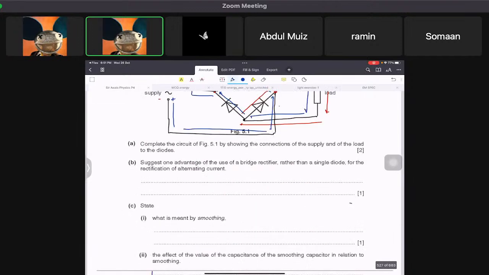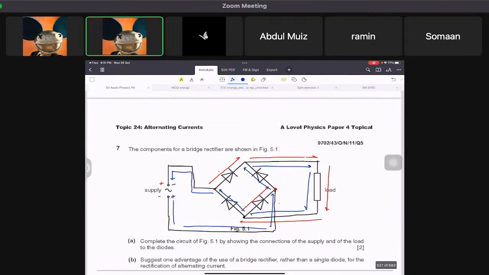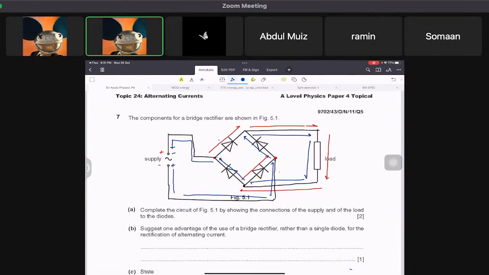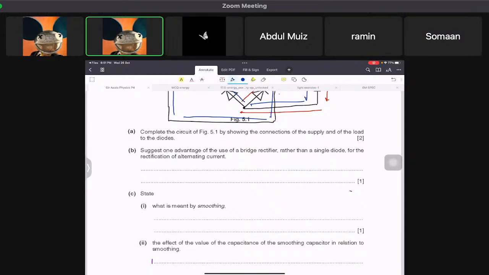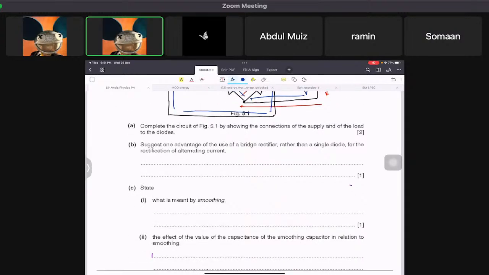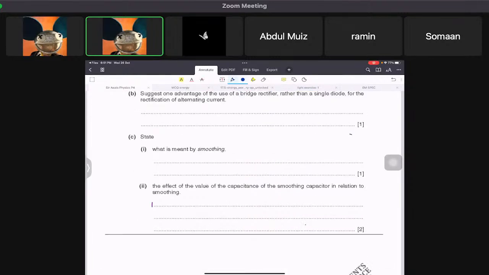Anytime you see a bridge rectifier, they will give you this. So they say, okay, complete. Just one advantage of using a bridge rectifier over a single diode: it basically does not lose half of the energy. What is meant by smoothing? And then the effect of the value of capacitance on smoothing: the greater the value of capacitance is, the greater the smoothing is.